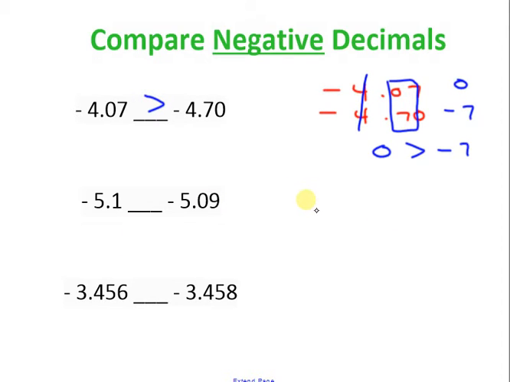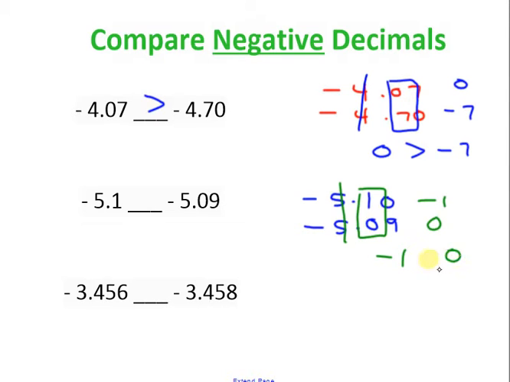Okay, let's do negative 5.1 and negative 5.09. I need a 0 as a placeholder here. Cross out the 5's, and then here I have a 1 and a 0. That's where my difference is. Okay, so here I have a negative 1 and a 0. So if I was to compare negative 1 and 0, what would be my sign? It would be the less than sign, and so that is the appropriate sign right there.